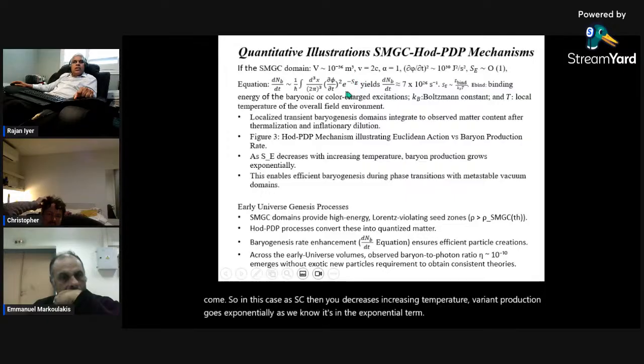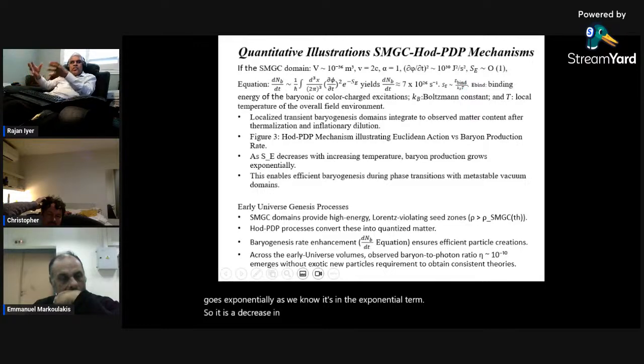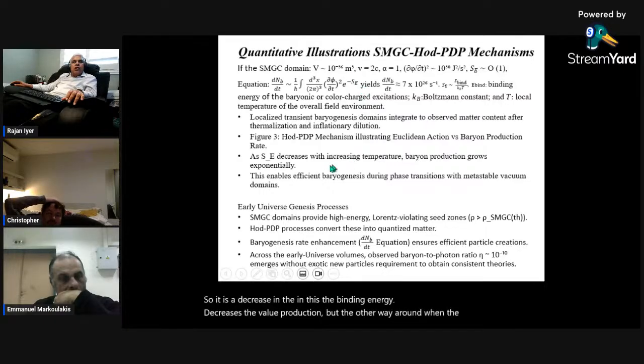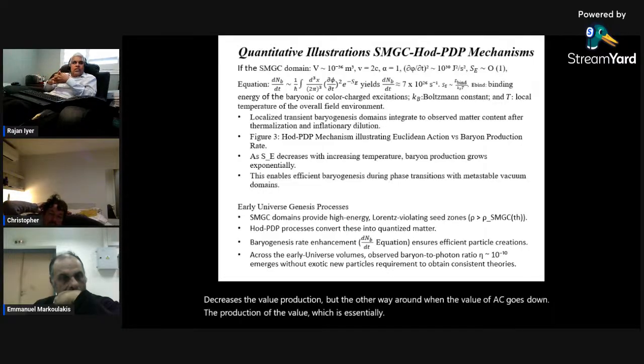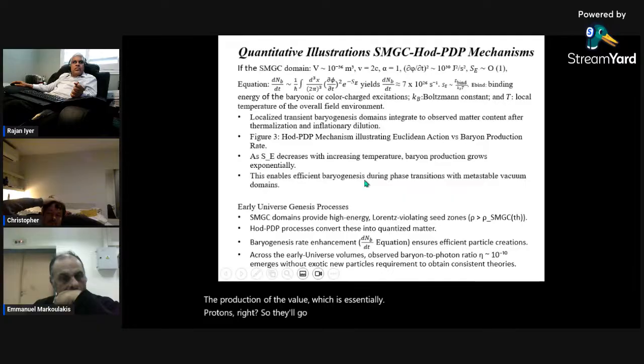An increase in the binding energy decreases the baryon production, but the other way around, when the value of S_E goes down, the production of the baryon, which is essentially protons, right? So they'll go up. So this is how you get baryogenesis, or the protons, how they form and how they become stable.